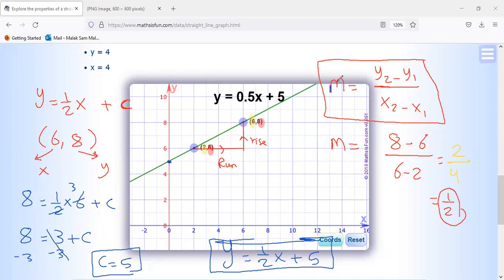How can we get m again? It's the change in y over the change in x, y2 minus y1 over x2 minus x1. That's m. And how can we get c? Just take a point the line passes through, like this point, and substitute it in the equation. 6 is x and 8 is y. So 8 equals half x; instead of x, write 6, and instead of y, write 8. So 8 equals half of 6, which is 3, plus c, so c equals 5.